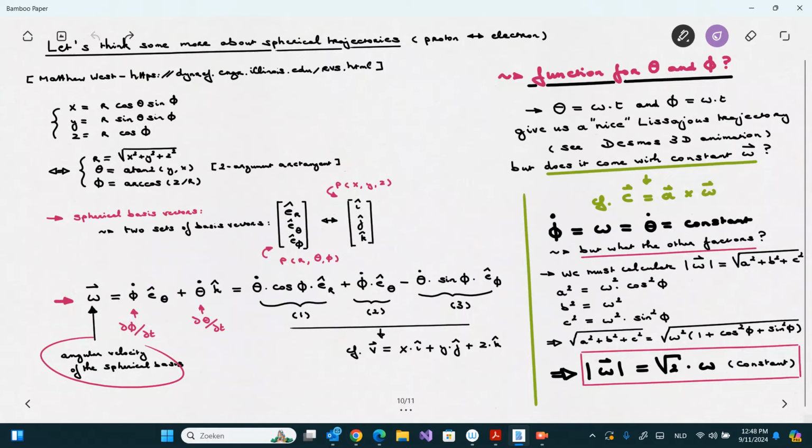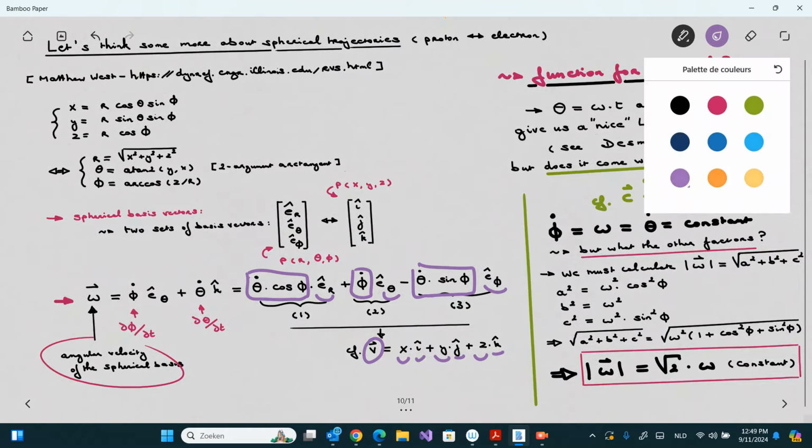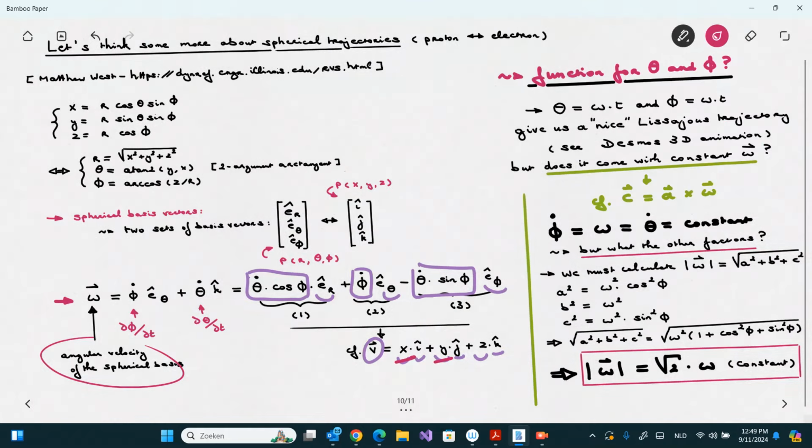So here we have a very classical representation of a vector v. It can be any vector in terms of some coordinate, some number. This is a number, this is a number, and these are base vectors. So that's the classical representation of a 3D vector in terms of three coordinates, here x, y, z, and three base vectors.